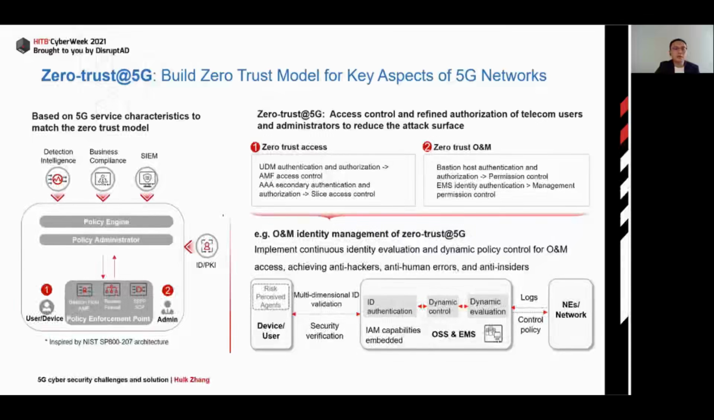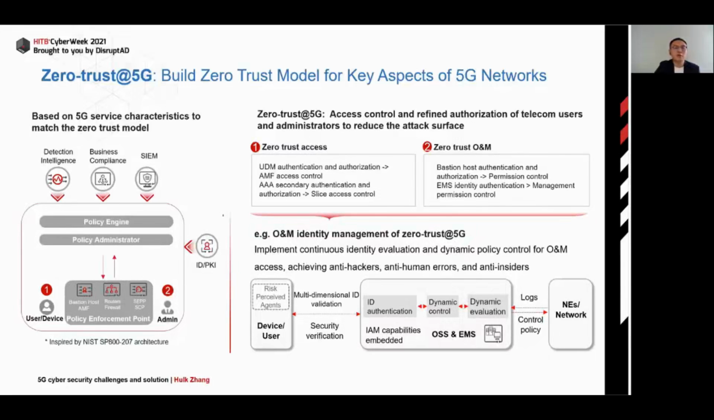The second principle is zero trust at 5G. As we all know, zero trust is quite a popular IT concept in recent years, and we all think the zero trust concept is very helpful to build a more secure ICT network. So we build a zero trust model for key aspects of 5G networks. It means we just use some of the zero trust concepts to protect some critical aspects of 5G networks.